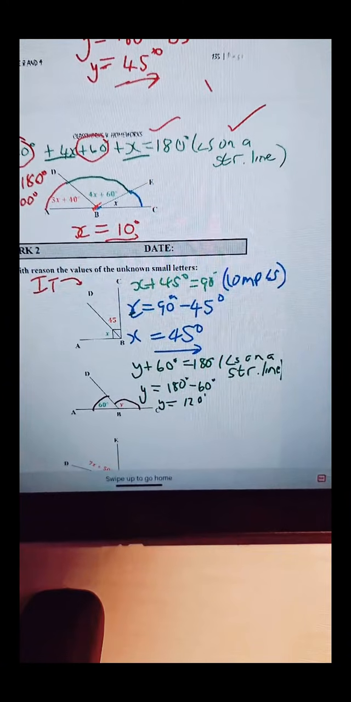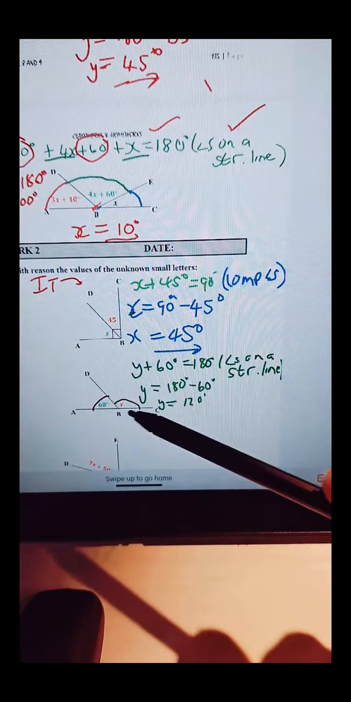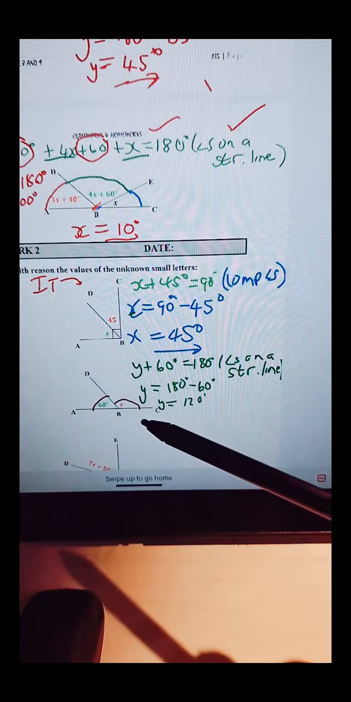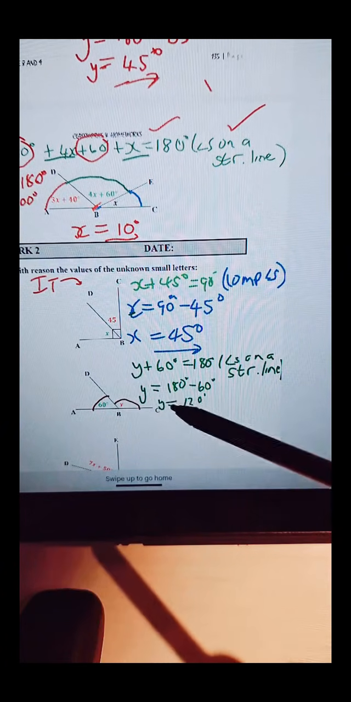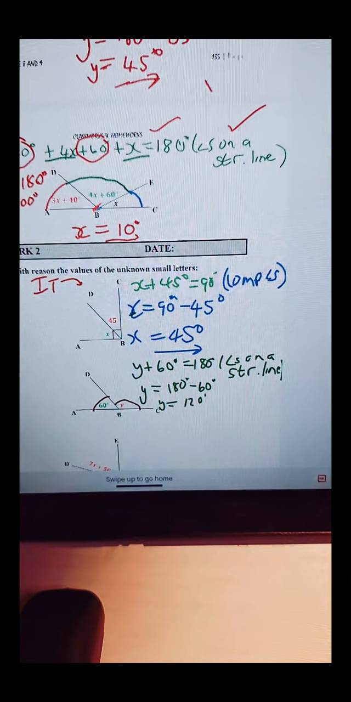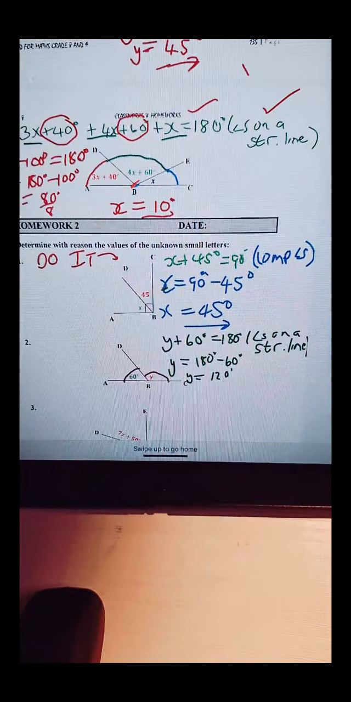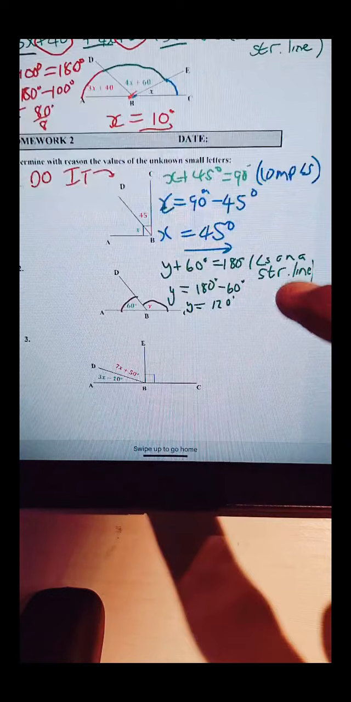Okay, makes sense because if we look at this angle, it is an obtuse angle. If we look at the line and we look at the angle here, that should definitely be an angle that exceeds 90, between 90 and 180. So 120 makes sense if we look at the sketch, the diagram sketch.